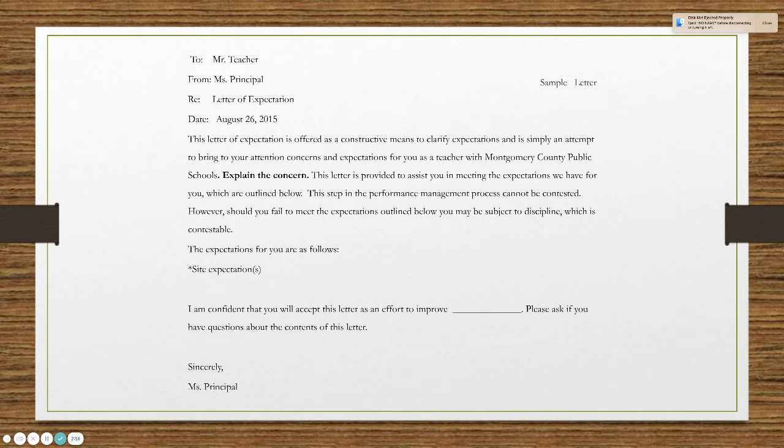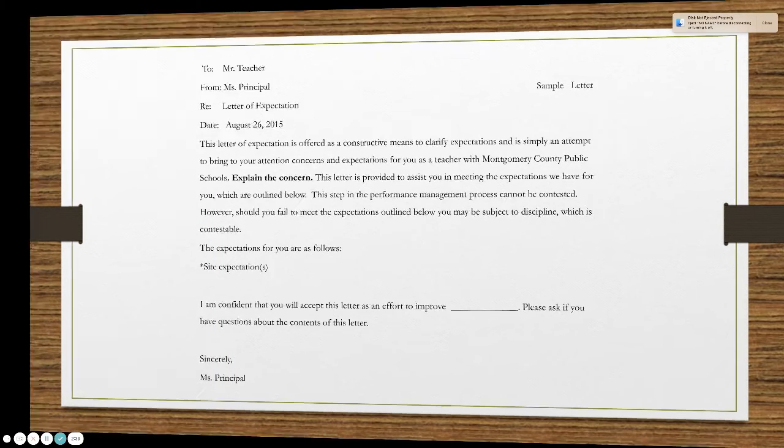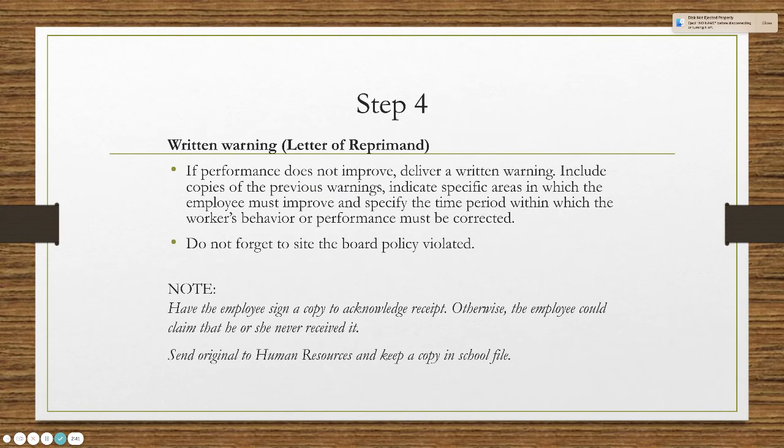And that's just an example of a letter of expectations. We're explaining the concerns and explaining the expectations of your performance, and then outlining, as you fail to meet those expectations, what the next steps are. So those are the types of things that would be in a letter of expectations. And so then we go to step 4, which is a letter of reprimand. And this is based on the behavior of your performance.